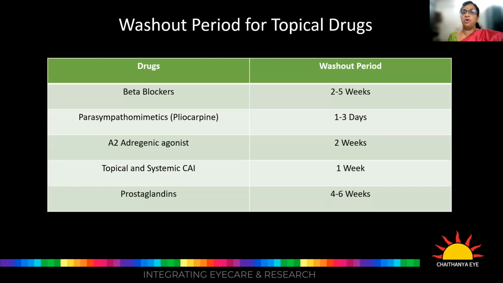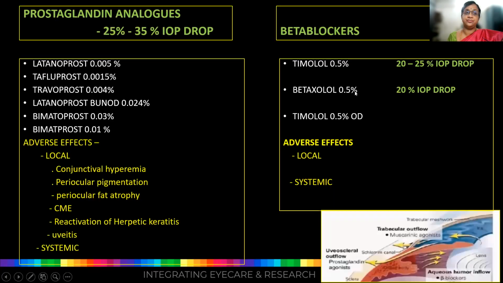And the washout period of the topical drugs has to be known, because only then will you know when to call back the patient after you have discontinued a particular medication. The shortest washout period is for pilocarpine, just 1 to 3 days, followed by the topical and systemic carbonic anhydrase inhibitors at about 1 week. When you start oral carbonic anhydrase inhibitors, you can call back after 72 hours. Prostaglandins have the longest, 4 to 6 weeks, and beta blockers, very commonly used previously, you should understand have a reasonably long washout period of 2 to 5 weeks.